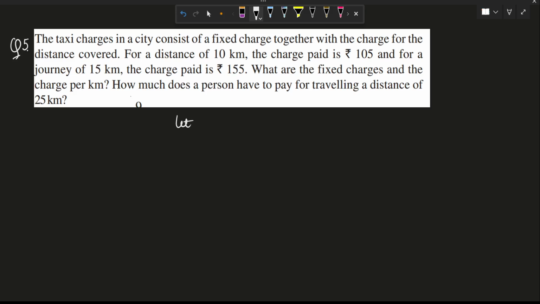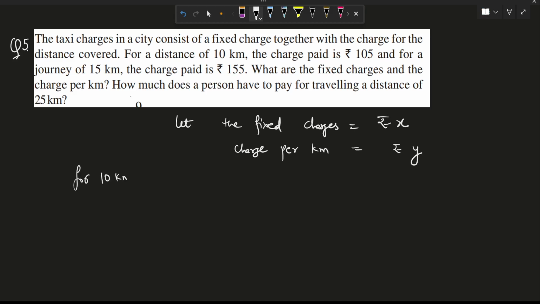So you have two variables over here. The fixed charges you keep as rupees x, and charge per kilometer, I'll take it as rupees y. Now for a distance of 10 kilometers, the charge paid is 105. For a journey of 15 kilometers, it is 155. So how will you say? So equation 1 will be for 10 kilometers.